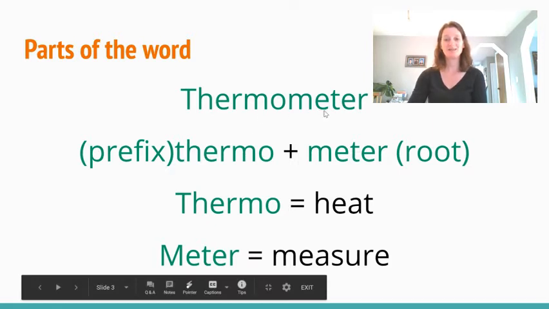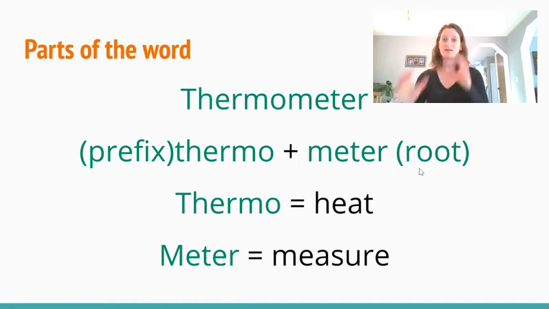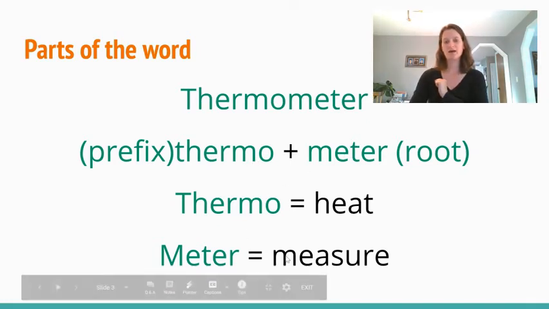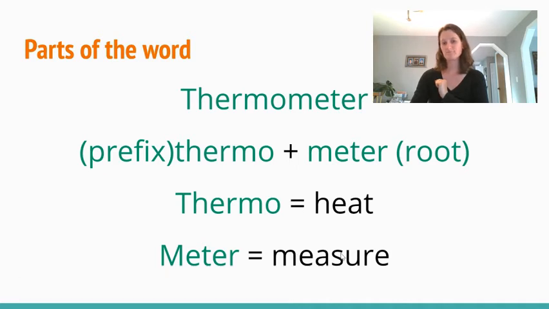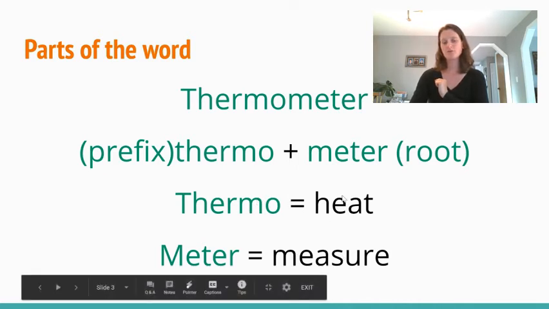So thermometer is actually made up of the root word meter. So that's kind of the main part of the word. But there is a prefix, and pre means before. So there's actually a bit that's been put on the front, thermo, to tell you what the meter is for. Because meter means measure, and thermo means heat.